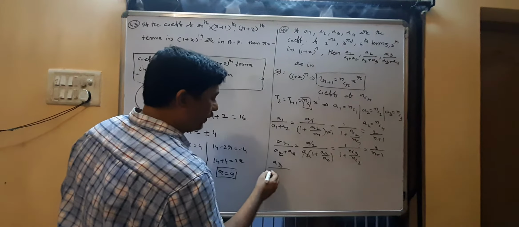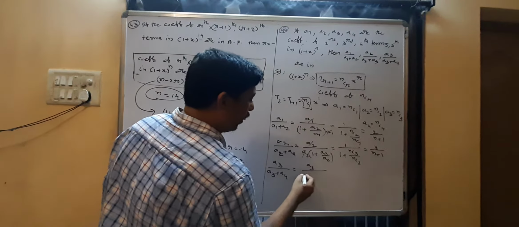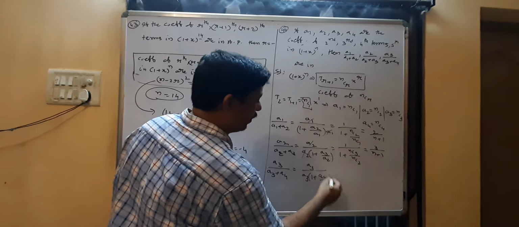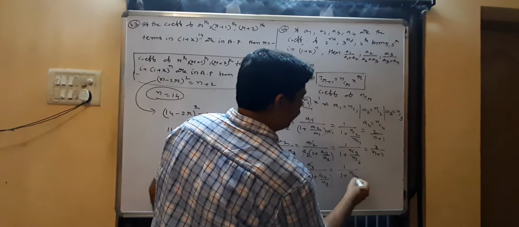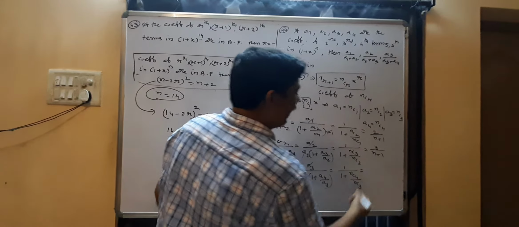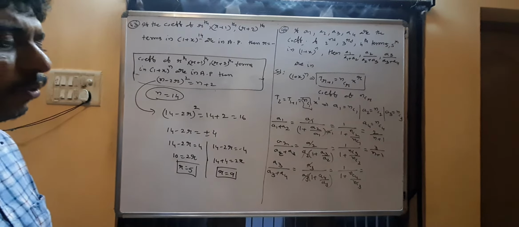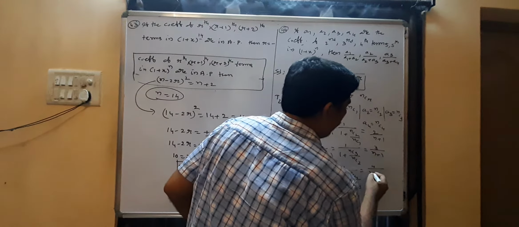Now a3 by (a3 + a4). Taking a3 common, 1 by (1 + a4/a3). a3 cancels: 1 by (1 + nC4/nC3). nCr by nC(r−1) is (n − r + 1) by r, so (n − 4 + 1) by 4. The 4 cancels. Then we get 4 by (n + 1).